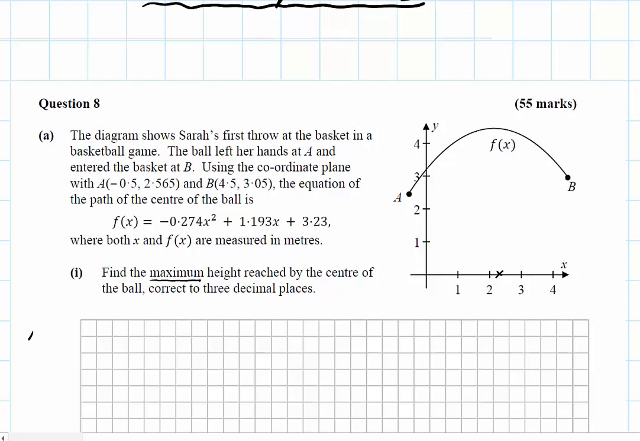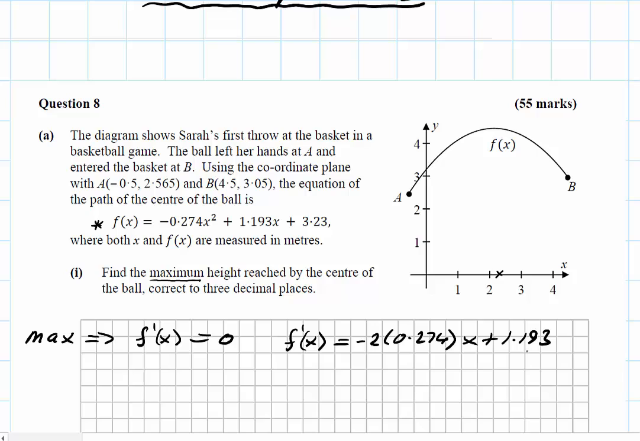and that's what it means here. So max implies f'(x) equals 0, so that's the first point to make. And we have our f(x) function up here, so we differentiate that, we get f'(x). So f'(x) is equal to, the 2 comes on in front and you get minus 2 times 0.274x plus 1.193, x just goes to 1.193, and the constant 3.23 goes to 0. And you put your answer equal to 0 because, as we said, that's what you've got to do when you're getting a maximum point.